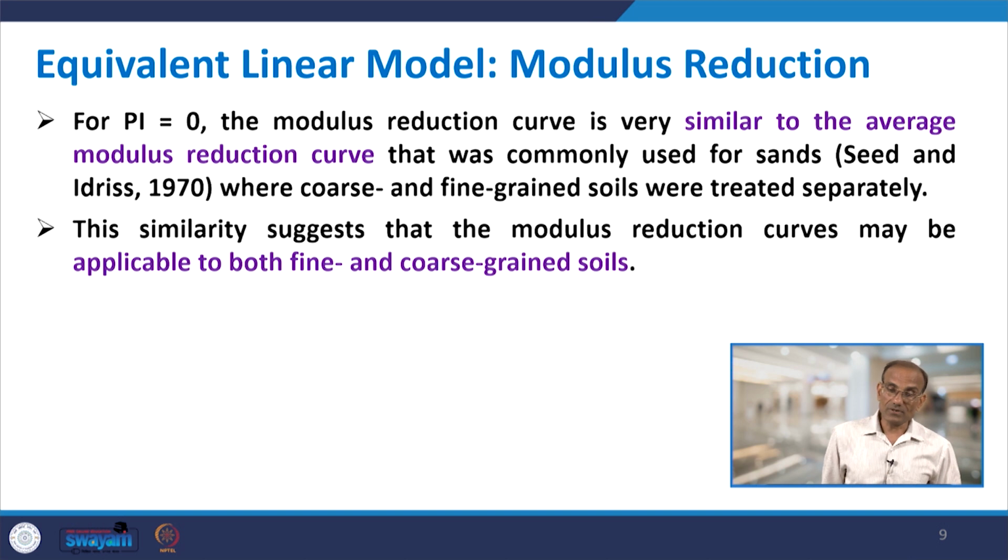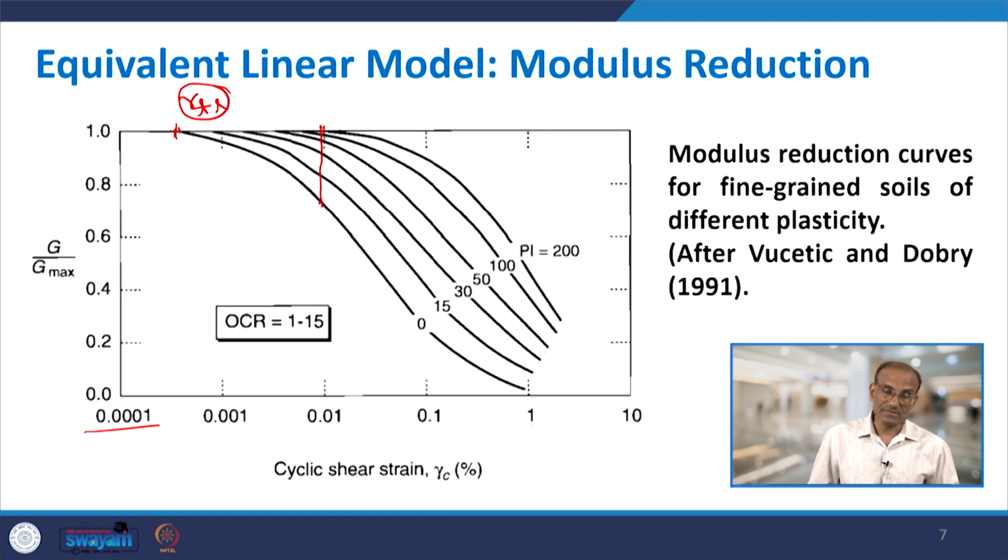For PI equal to 0, the modulus reduction curve is very similar to the average modulus reduction curve which was specifically drawn for sands by Seed and Idris, where coarse and fine grained soils were treated separately. Here Seed and Idris in 1970 treated coarse grained soils and fine grained soils separately, because their behavior is quite different. But Vucetich and Dobry, through their investigation, found that it is the PI value, rather than whether it is coarse grained or fine grained soil, that governs this phenomenon.